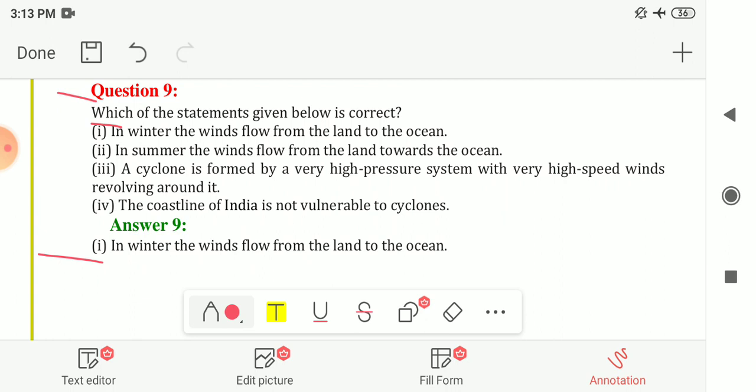So here our textbook solution gets over. In the next video we will see our next chapter, chapter number 9.